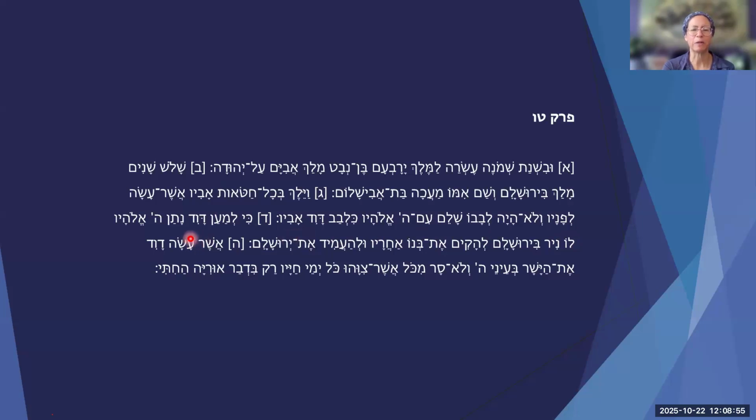Ki leman David, because of David, God loved David, at least according to Sefer Melachim and Divrei Yamim. Ki leman David natan Hashem Elohav lo nir b'Yerushalayim la'akim et beno acharav la'amid et Yerushalayim. Because God loved David, God gave David an everlasting dynasty, a promise that his house shall stand forever, and that's why Rechavam became king, and now Aviyam, and kings are going to be in Yerushalayim, son after son, more or less, until the end.